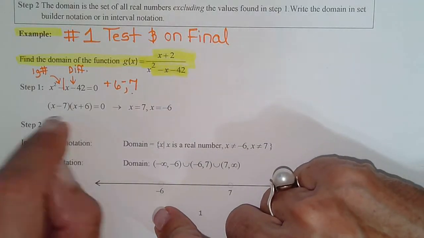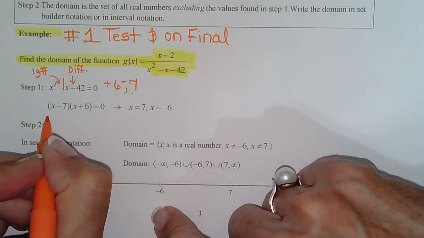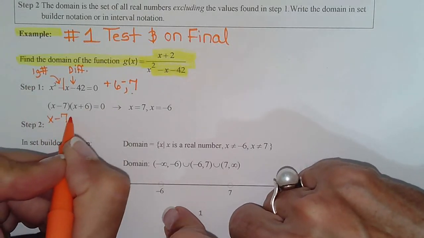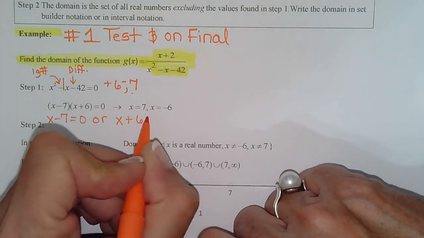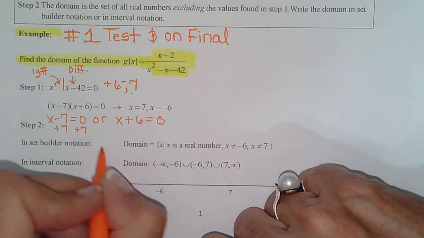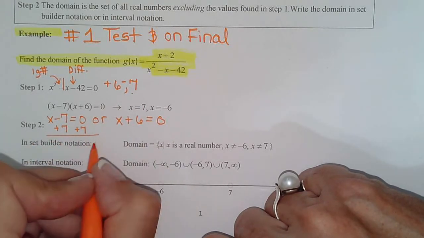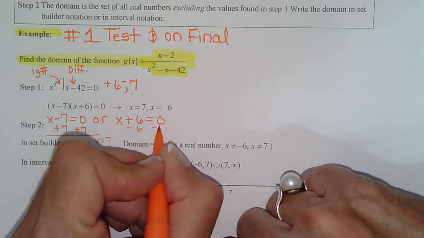And then we learned if a times b equals 0, either a is 0 or b is 0. And when we solve, we get 7 or negative 6.